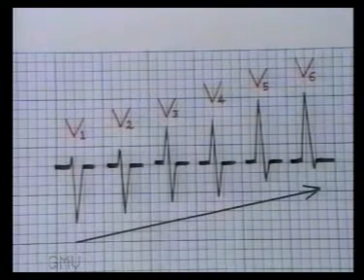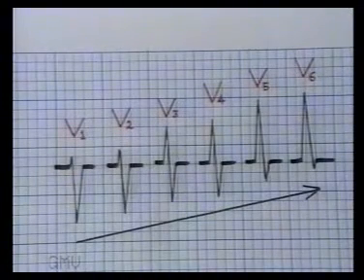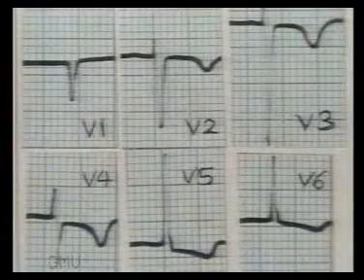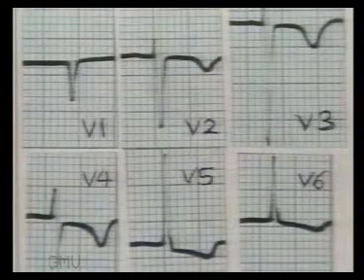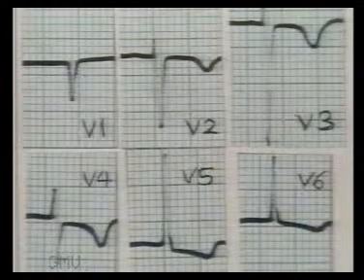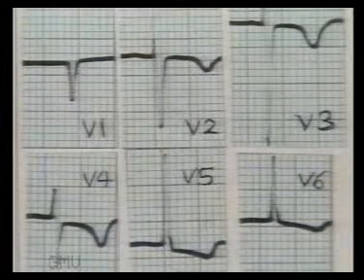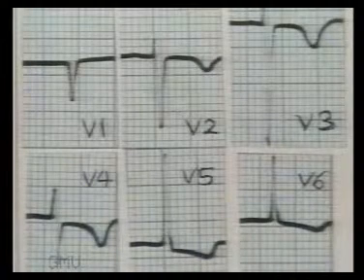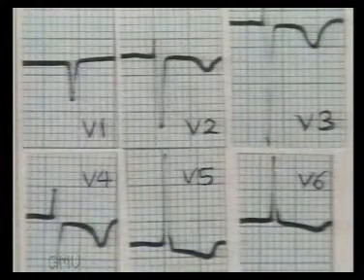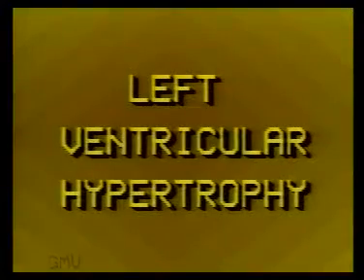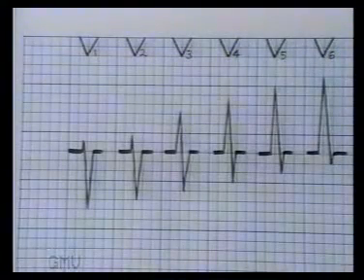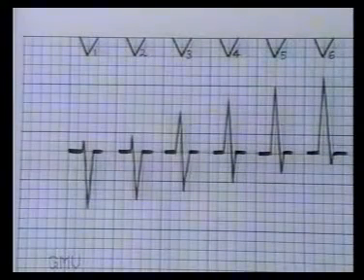Somewhere in V3 and V4, the R and S waves are equal, and in V6, there is a tall R wave and a very small or absent S wave. This ECG shows a normal QRS pattern in the chest leads. Note the S wave in right-sided chest leads, which disappears as we reach V5 or V6. R and S are equal in V4, and the R wave progressively increases from V1 to V6. In left ventricular enlargement, this pattern remains the same, but the amplitude of the waves increases.